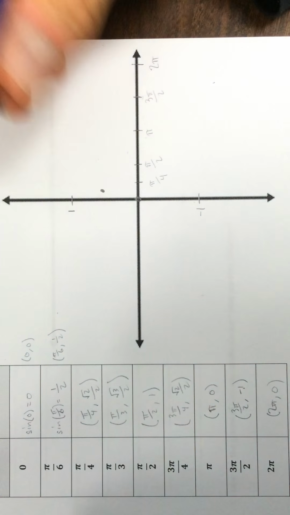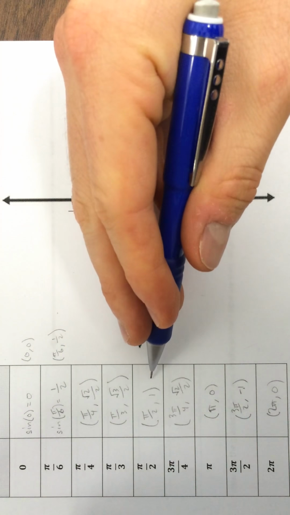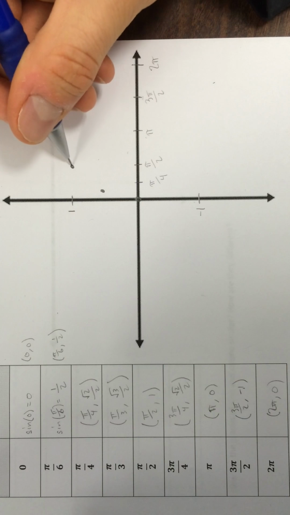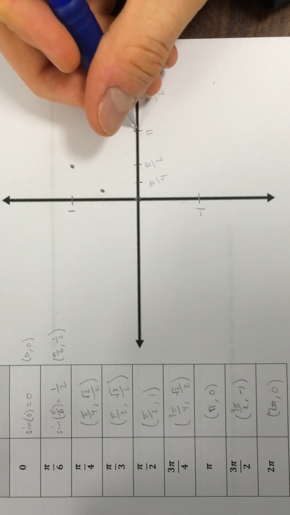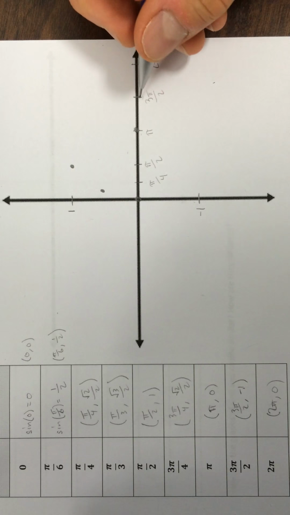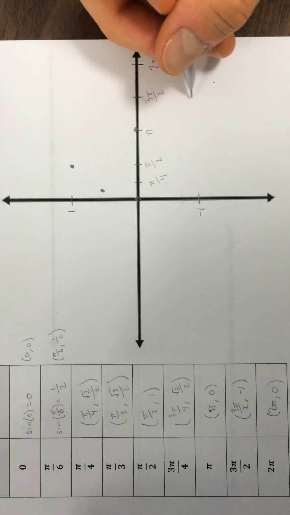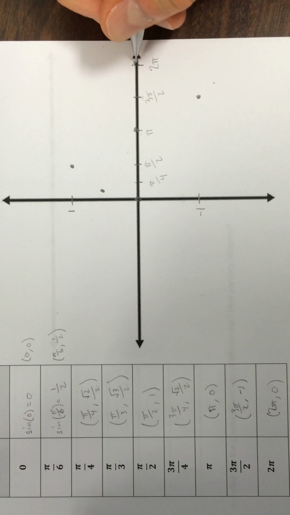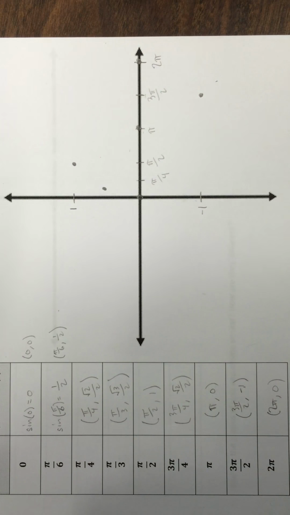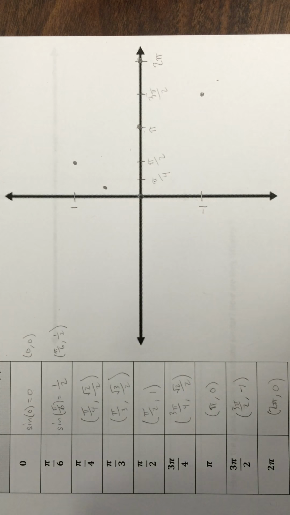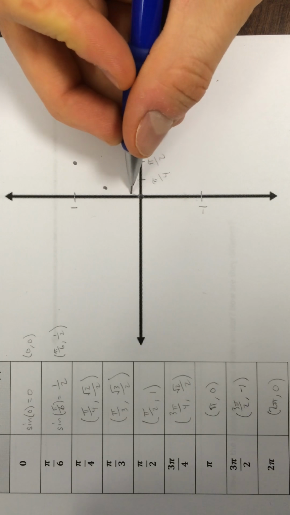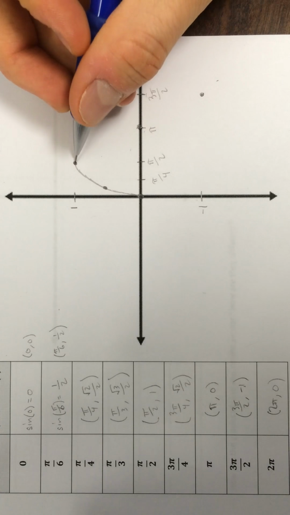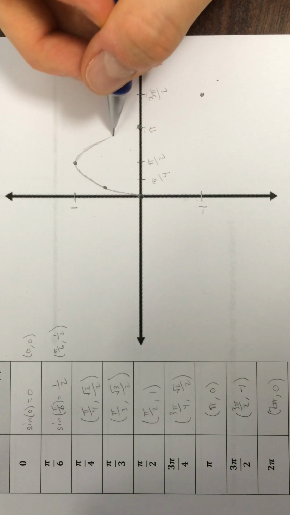But we know pi over 2, 1. I can go to pi over 2 and 1. Pi and 0. 3 pi over 2 and negative 1. And 2 pi and 0. And if we draw a smooth curve connecting these dots, what we end up with is this function.